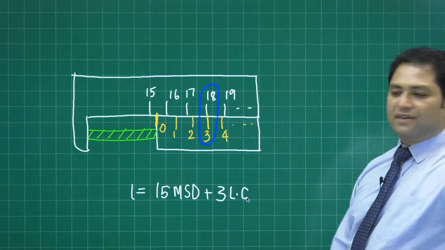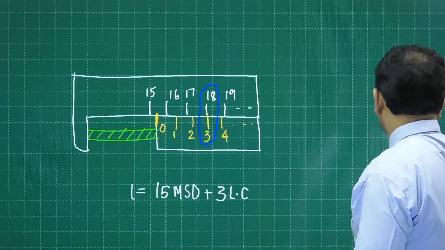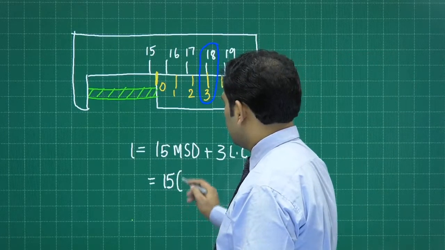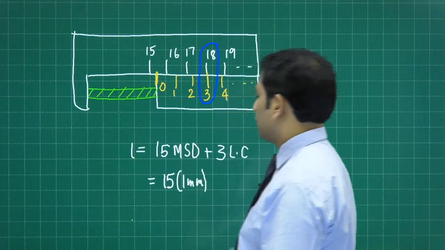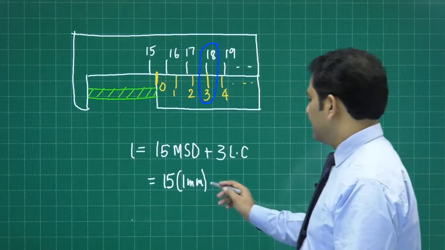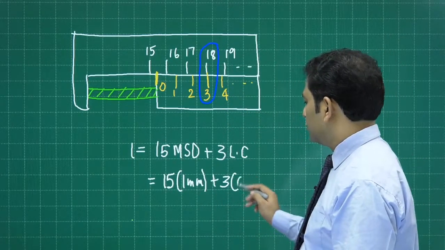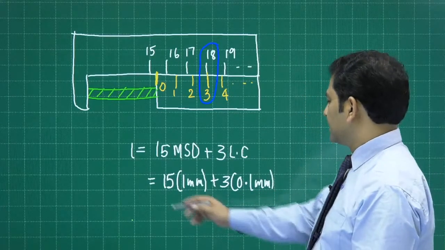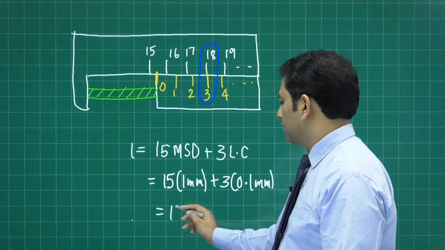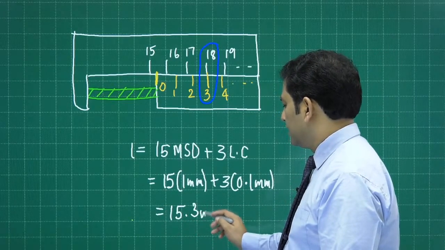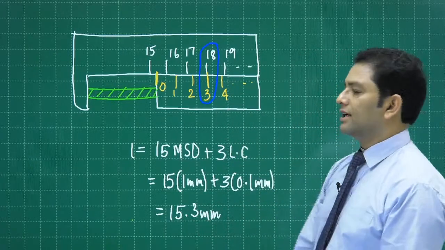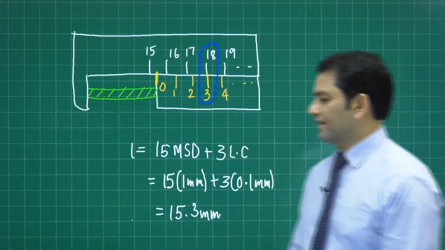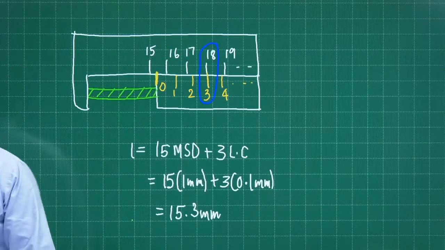And if I take the same previous scale where the main scale division was 1 millimeter, this is going to be 15 into 1 millimeter, 1 main scale division, plus 3 into 0.1 millimeter, the least count we talked about in the previous case. And this is going to be 15.3 millimeter, which will be the reading of this device. So that's how we calculate the reading of a vernier caliper.